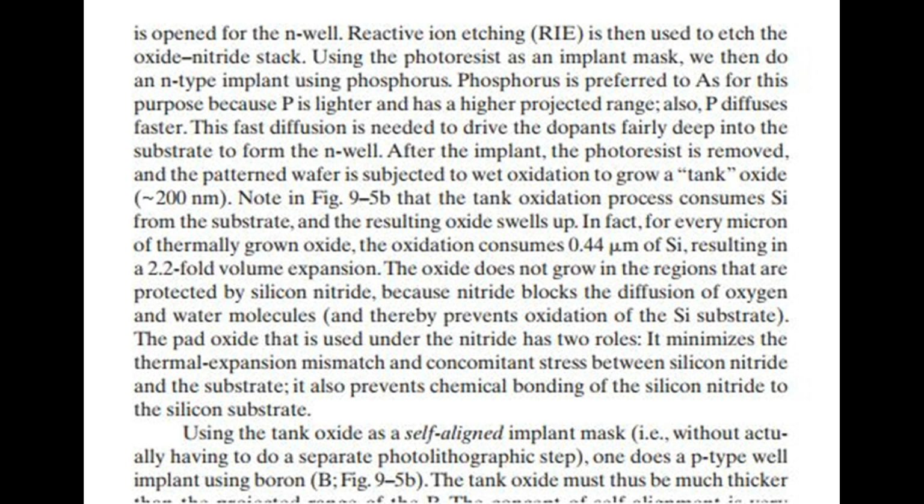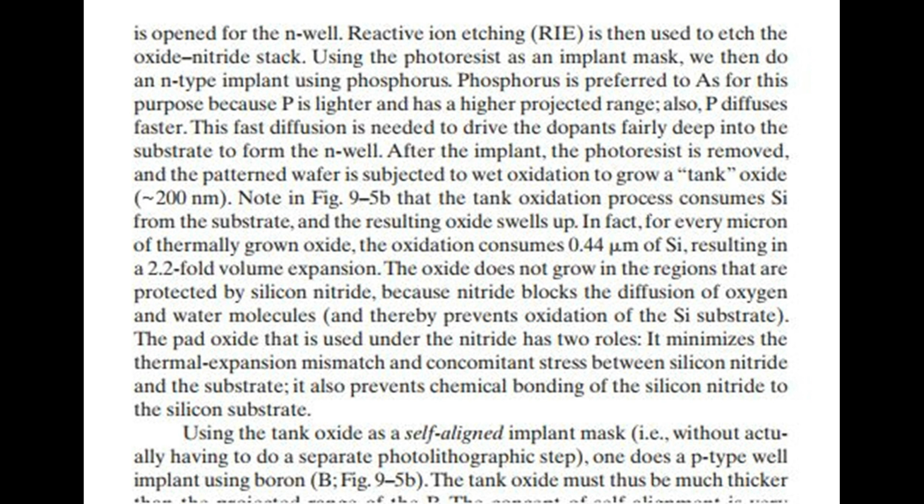Using the photoresist as an implant mask, we then do an N-type implant using phosphorus. Phosphorus is preferred to arsenic for this purpose because phosphorus is lighter and has a higher projected range. Also, phosphorus diffuses faster. This fast diffusion is needed to drive the dopants fairly deep into the substrate to form the N-well. After the implant, the photoresist is removed, and the patterned wafer is subjected to wet oxidation to grow a tank oxide, 200 nanometers.